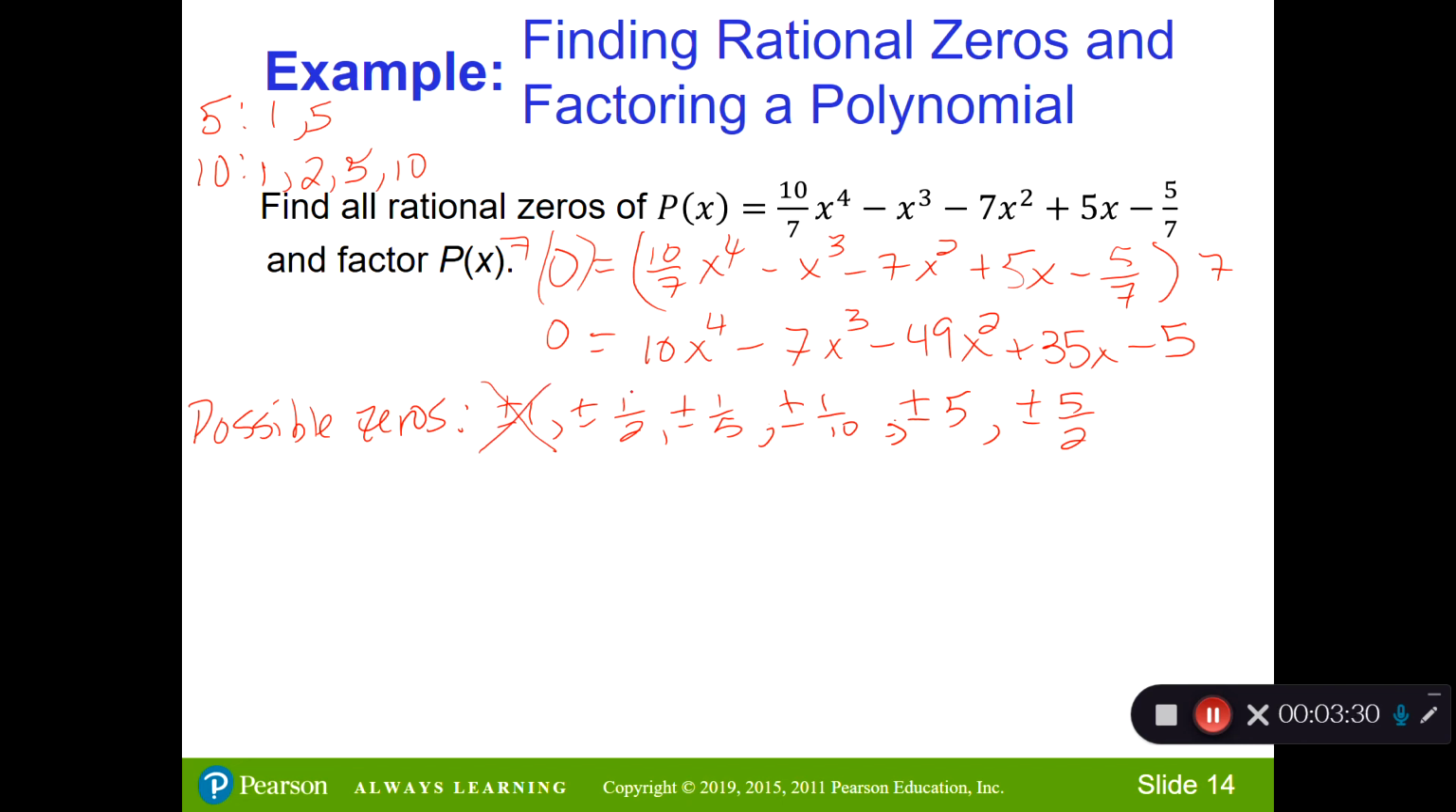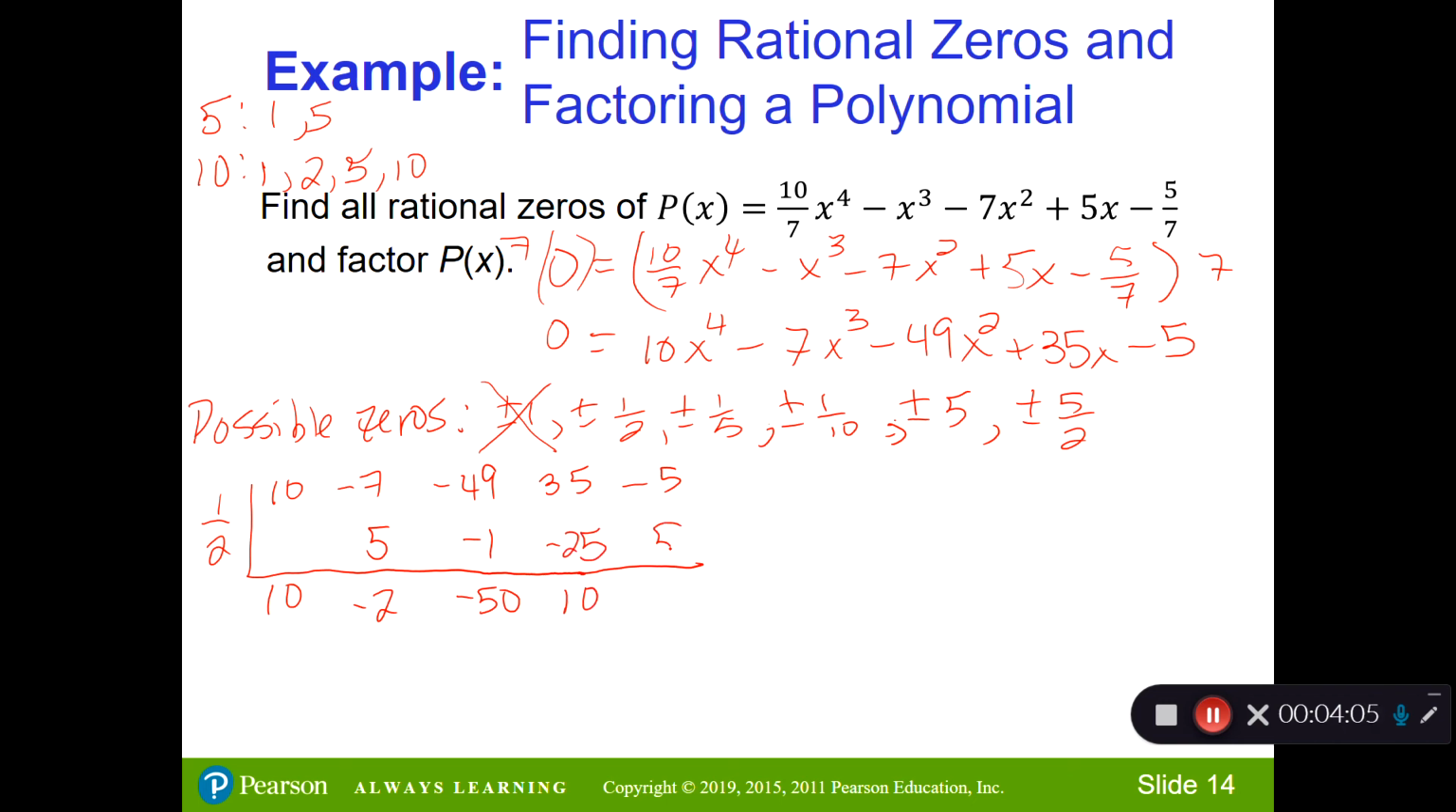Okay, now let's do positive 1/2. Guess what? Positive 1/2 is going to work as a zero if I plug it in. Once I know that it works as a zero, I can divide it out with synthetic division to get a lower polynomial. So 10, negative 7, negative 49, 35, negative 5. Bring down the 10. Half of 10 is 5. Add going down, we get a negative 2. Half of negative 2 is negative 1. Add going down. Half of negative 50 is negative 25. Add going down. Half of 10 is 5. Remainder 0, just what we were expecting.